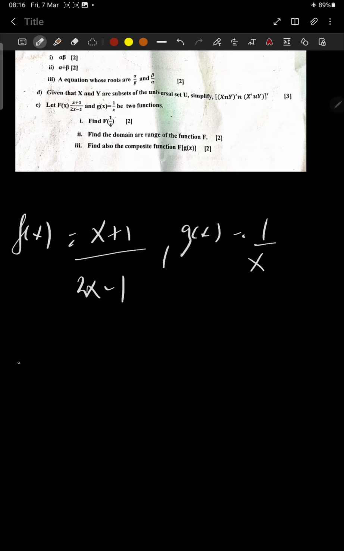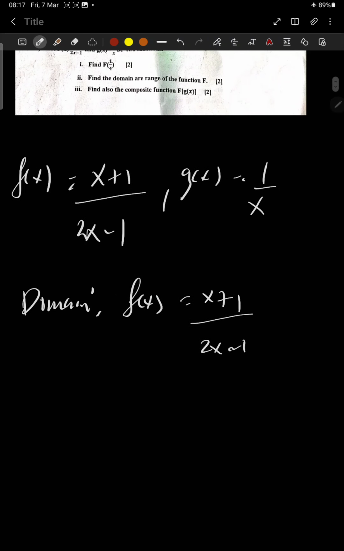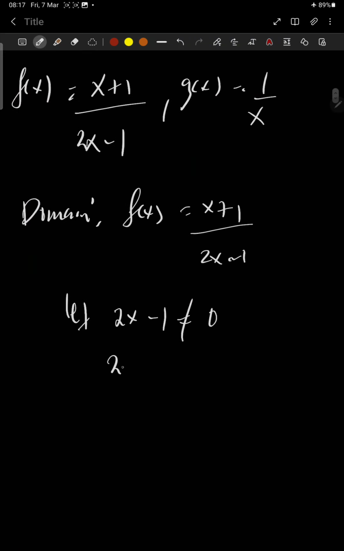Find the domain and range. Okay, how do you find the domain of f? So we have our f of x as x plus 1 over 2x minus 1. Okay, so the domain for this is a rational function. You say let 2x minus 1 not equal to 0. Then 2x will not be equal to 1, so x will not be equal to half, right?